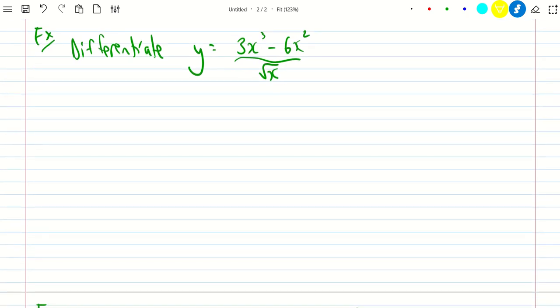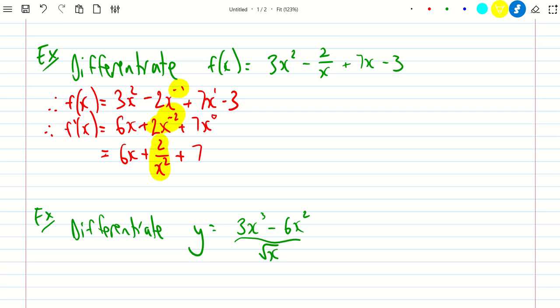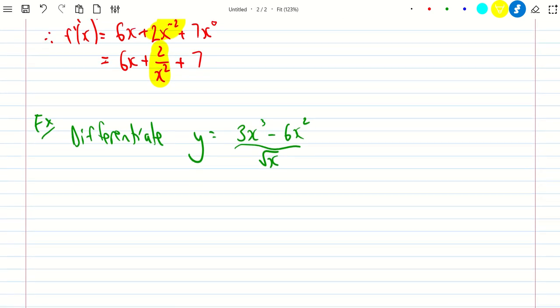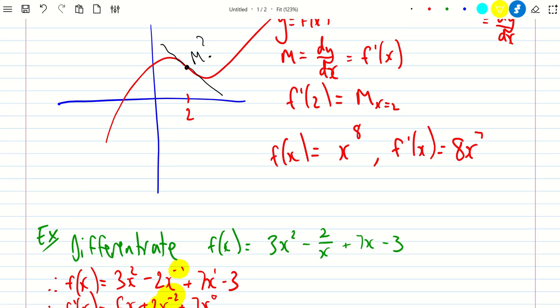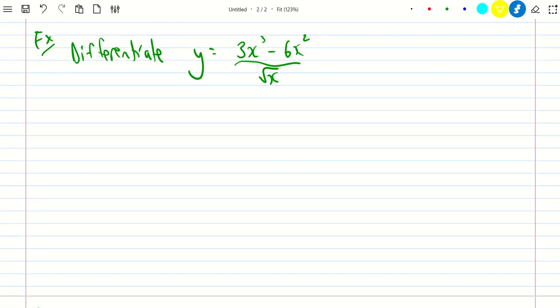Let's have a look at this next one. Differentiate y. You'll see in this first example it was f of x, and so the notation is f dashed of x for the derivative. Here we've got y equals, and we're going to be using a different sort of notation. So we're going to use dy dx for our notation here. So let's do that now.